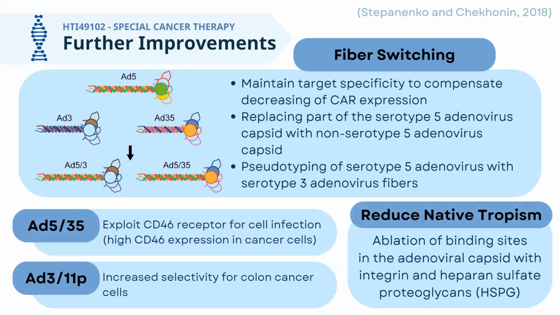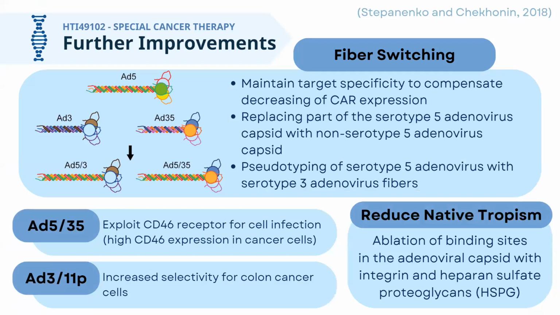For further improvement, we can do a lot of things. As you can see, I talked about the HI loop, the fiber. If we would like to further improve the cancer targeting, we could use fiber switching. An example is the 8535, which specifically exploits the CD46 receptor for cell infection, because cancer cells are prone to have high CD46 expression. And the 8311P fiber could increase the selectivity for colon cancer.